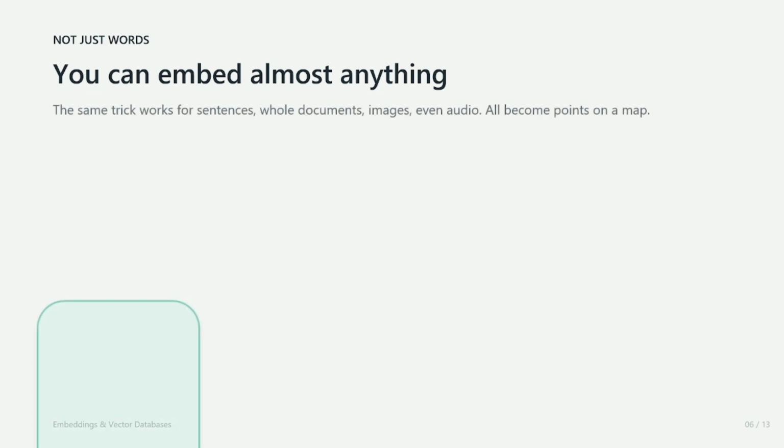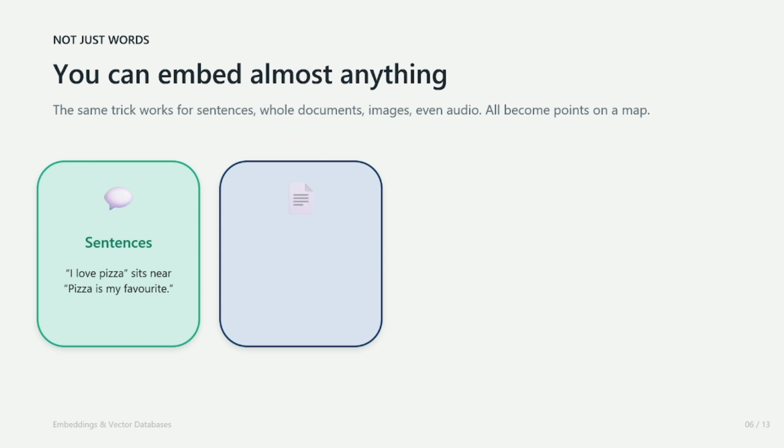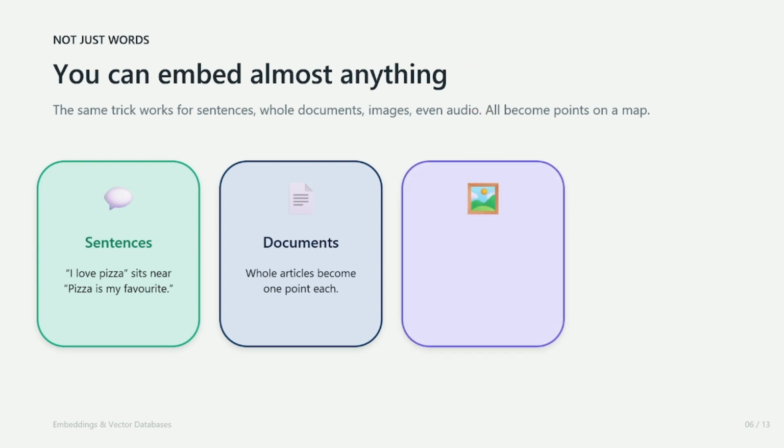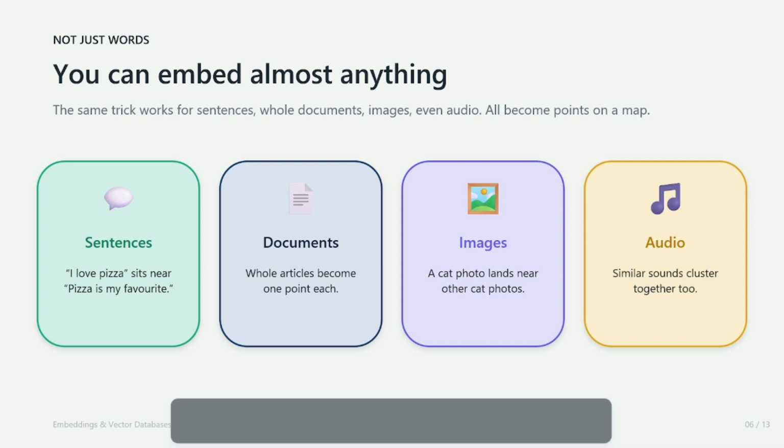And here's the best part, this trick isn't only for a single word. You can embed almost anything. A whole sentence like I love pizza lands right next to pizza is my favorite. Entire documents become one point each. Even images, a cat photo sits near other cat photos, and audio works too. Similar sounds cluster together. It all goes onto one map. So suddenly very different things become comparable. One map, many kinds of things.